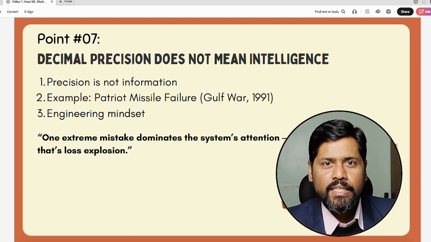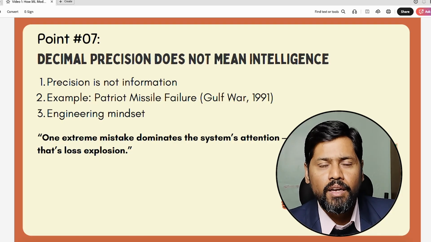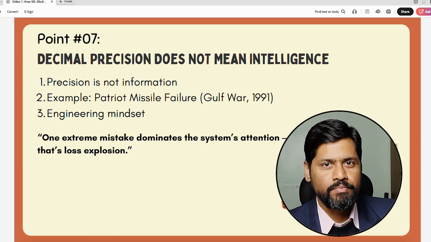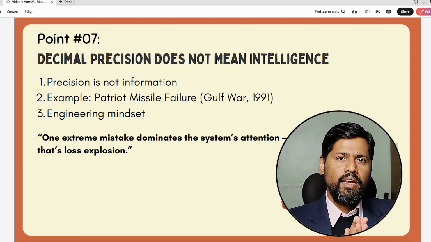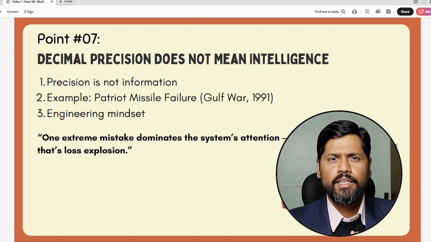Let's better understand with an example from our history. Gulf War 1991. Let's first understand in a very simple manner how a missile interceptor system works. The American Army had their own missile interceptor system, and that system runs round the clock, and it tracks all the incoming targets, incoming missiles. So it predicts the path.